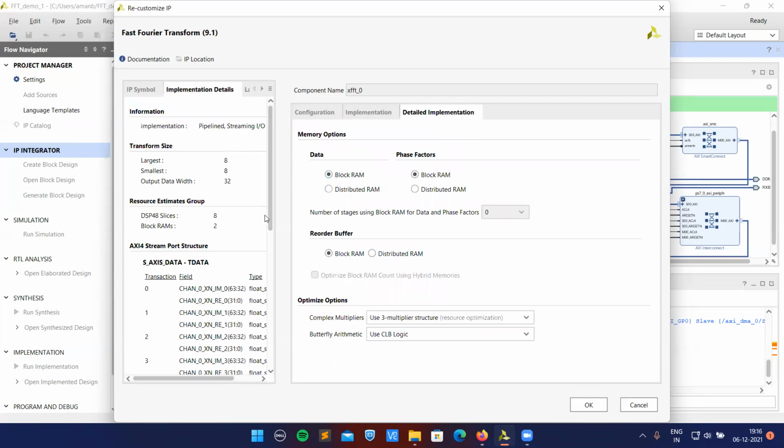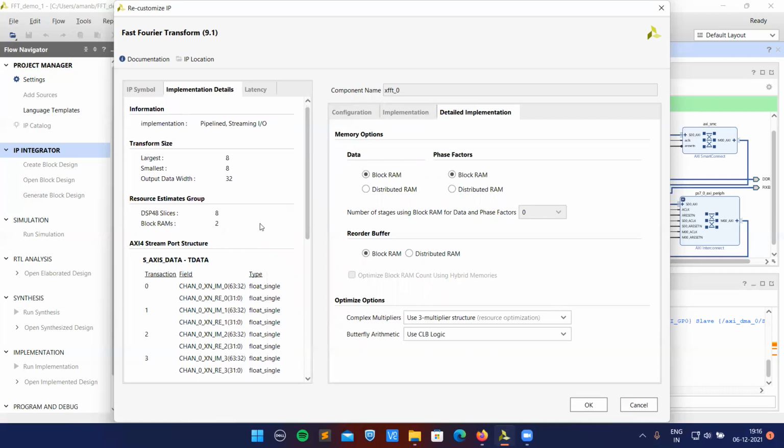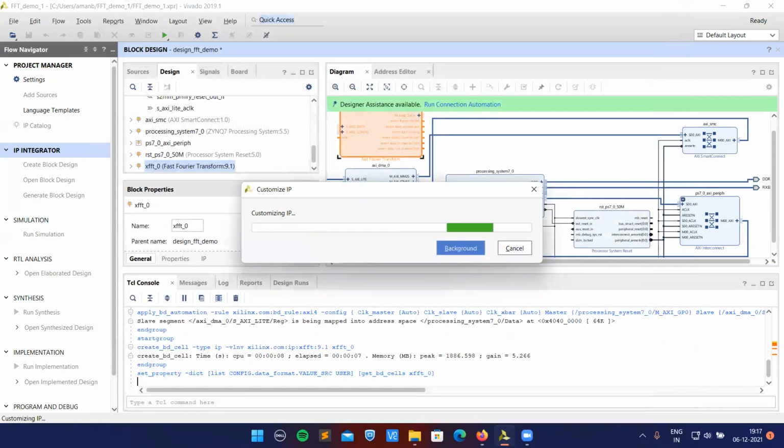Now we can see over here in the implementation details that the input data is of 64 bits, as it can be seen over here. The upper 32 bits are for the imaginary, and the lower 32 bits are for the real. We're going to press OK.